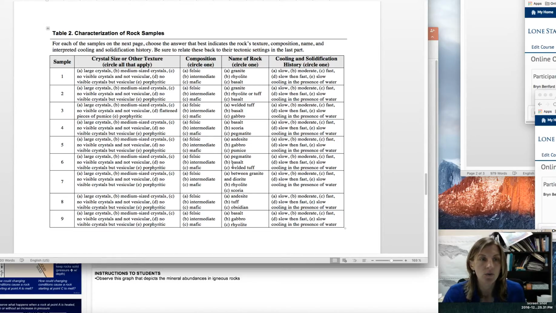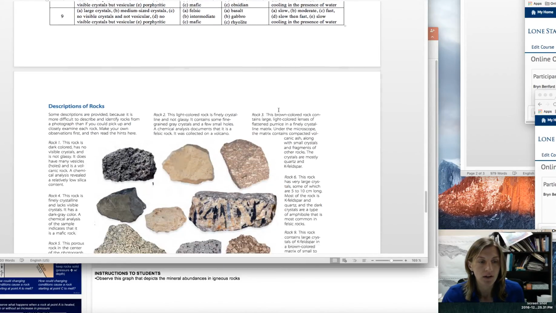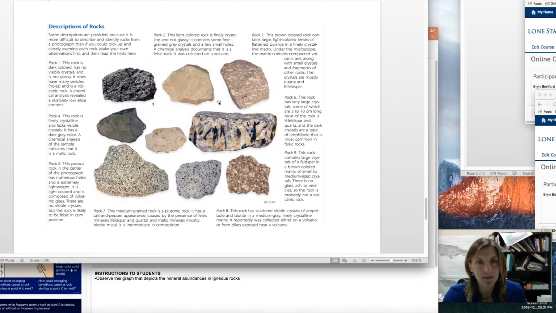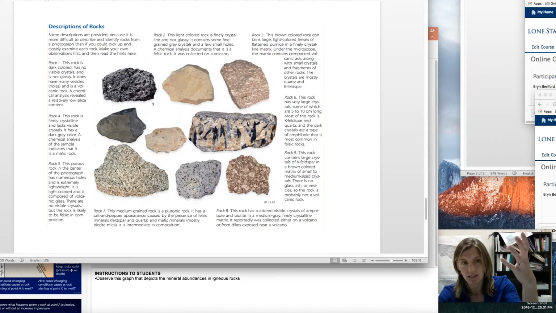So you will fill this out online, but make sure you're looking at the pictures, you're reading the descriptions, and then, really important, tie it back to the tectonic setting to put the whole story together.